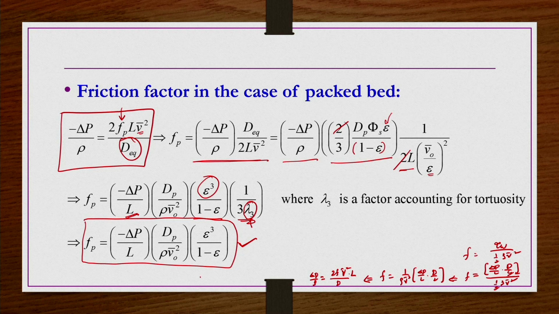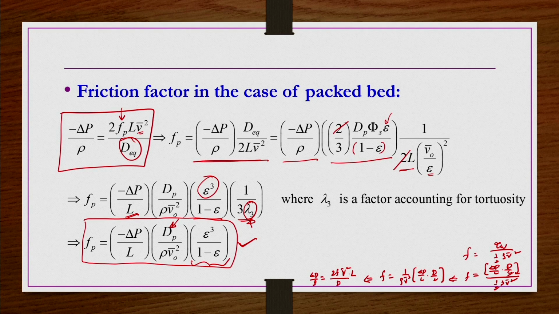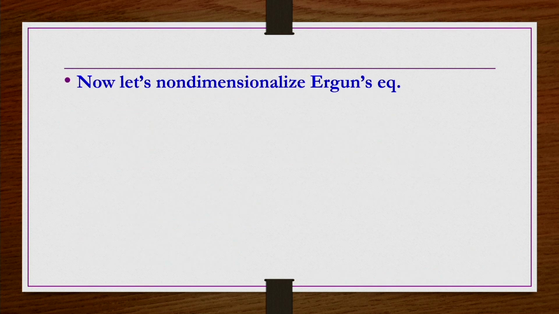Now this is the additional term coming because of the packing material, and this part is also coming because of the packing material. Anyway, now what we do is non-dimensionalize this Ergun equation, so that the Ergun equation can be written in terms of this Fp friction factor or F versus Rep or Re. That is what we are going to do now.